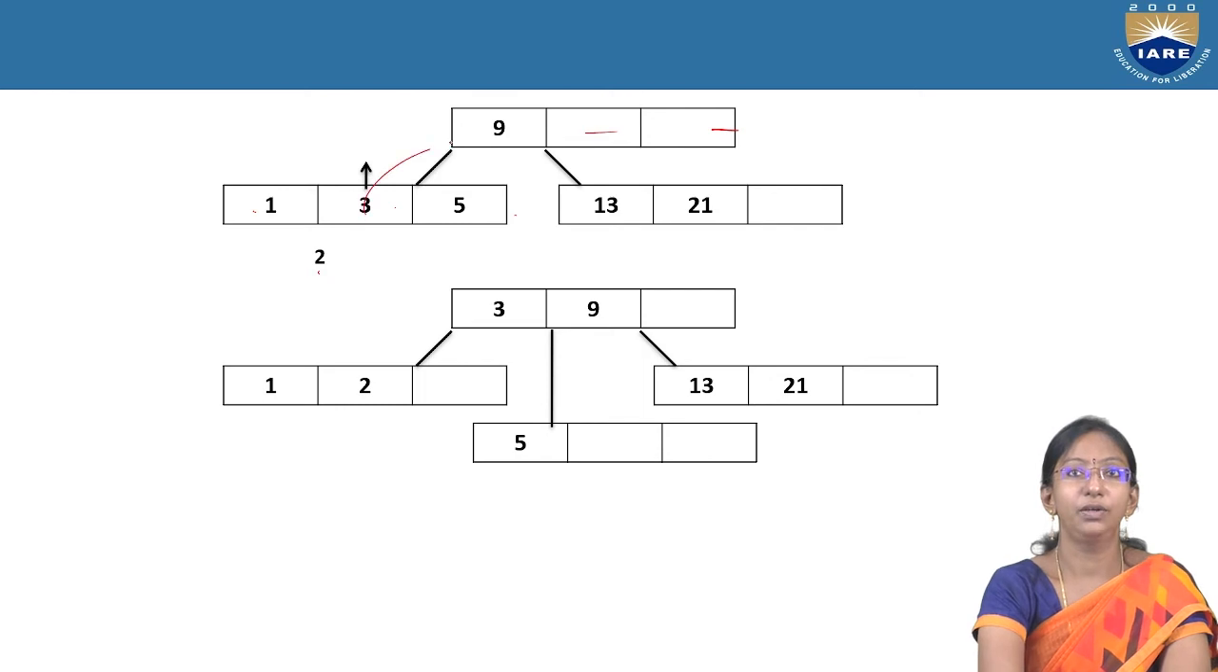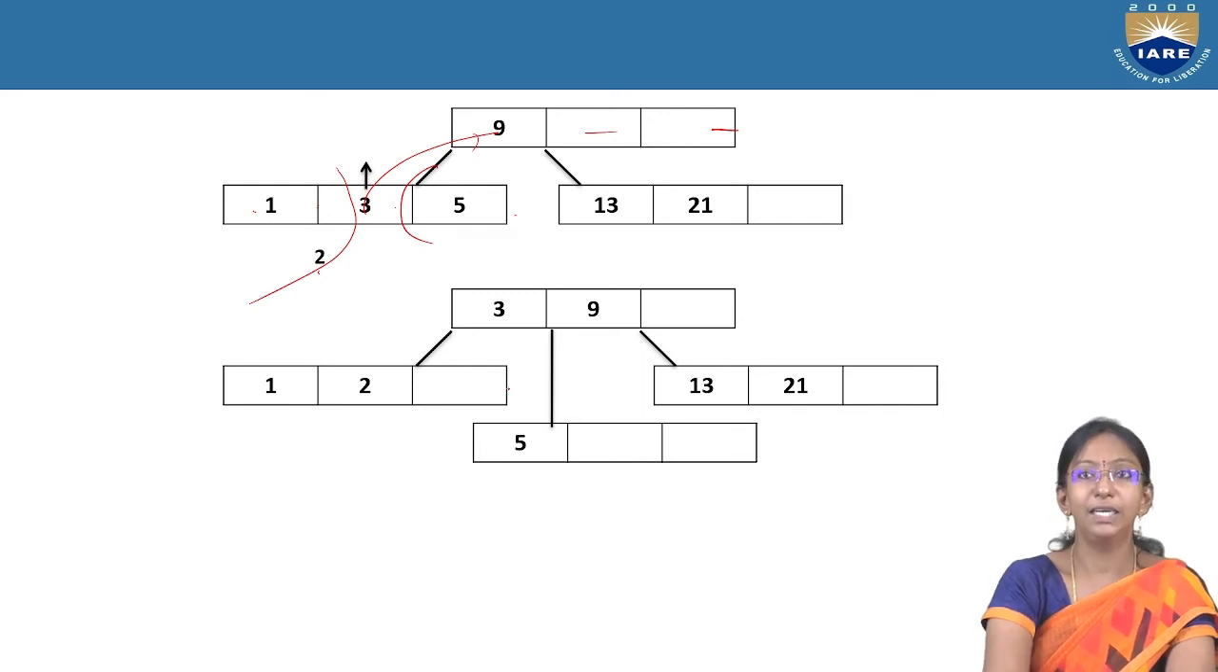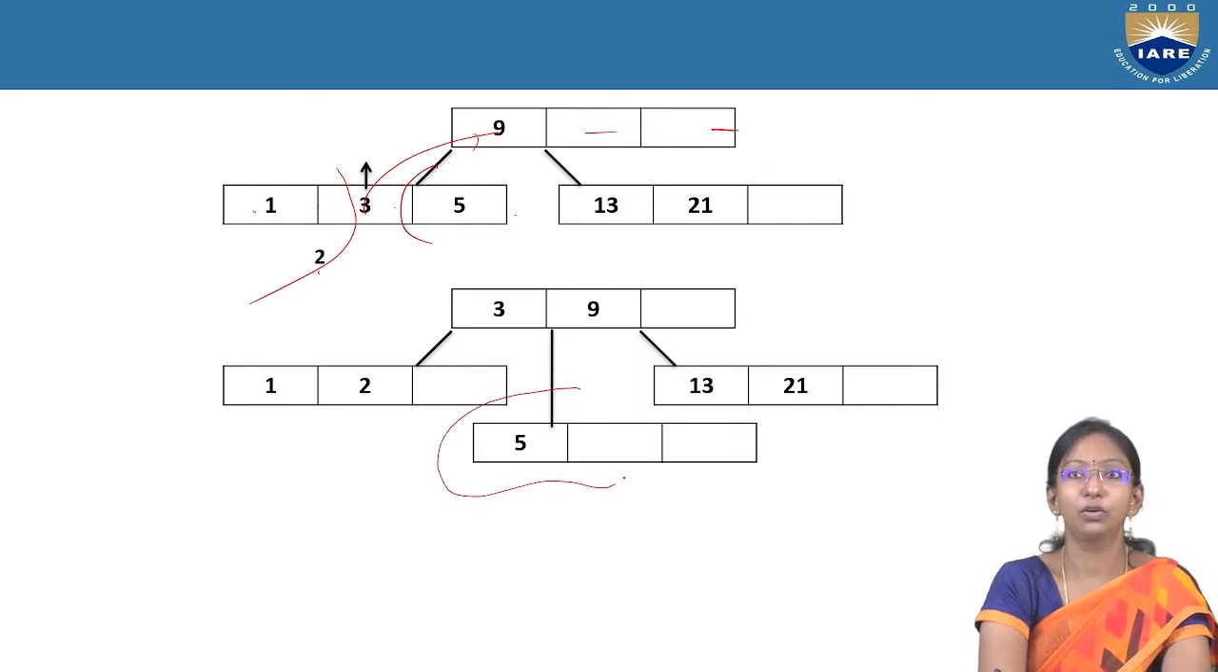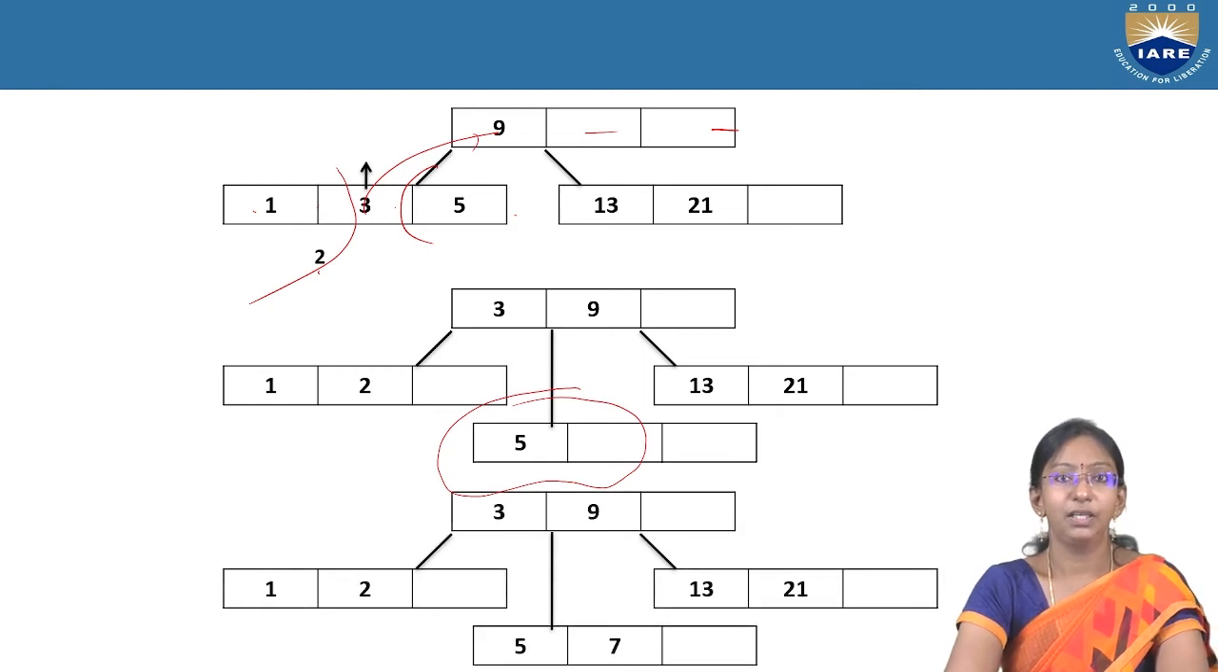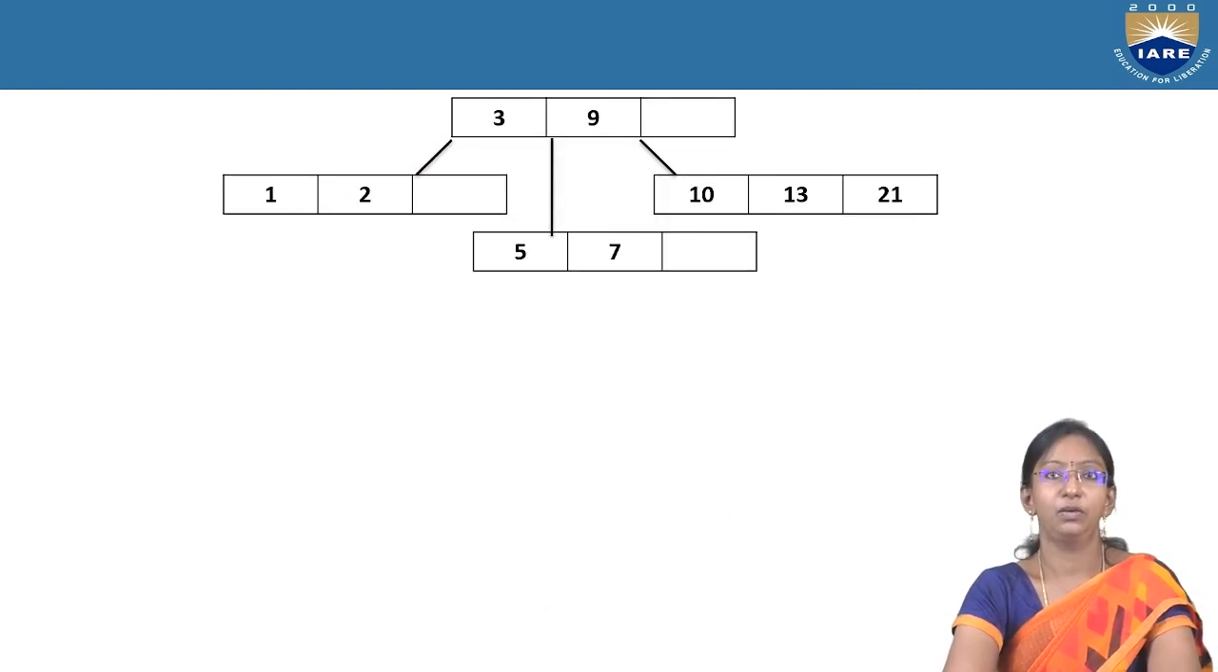So as 3 went to the top, 1, 2 are the left of 3 and 5 is the right of 3. So you can clearly see that you can call this node with 5 the right of 3 or the left of 9. Both are one and the same. Now I inserted 7. It has an empty space. Well and good. Next.